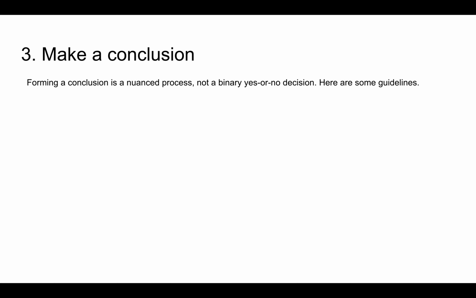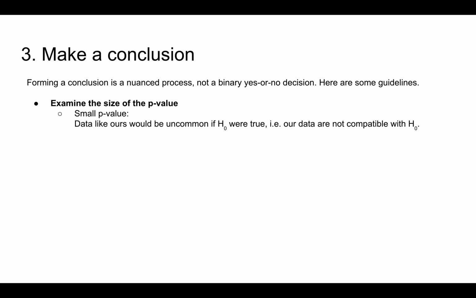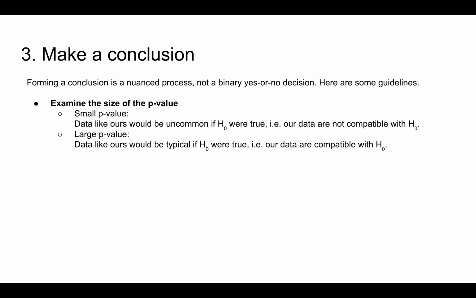First, we can examine the size of the p-value. Small p-values indicate that sample data like ours would be uncommon if the null hypothesis were true. Thus, our data are not compatible with the null hypothesis. In contrast, large p-values indicate that data like ours would be typical if the null hypothesis were true. Thus, our data are compatible with the null hypothesis.